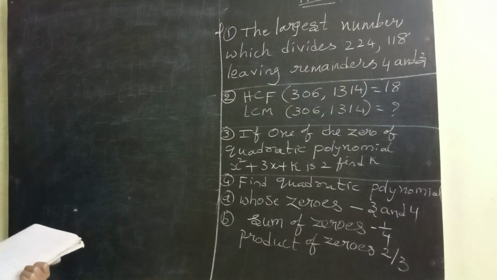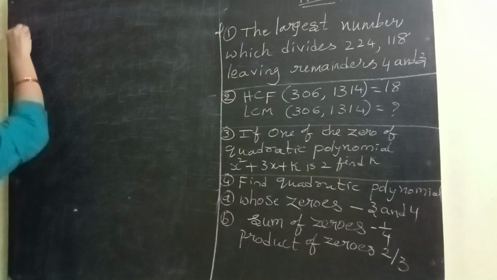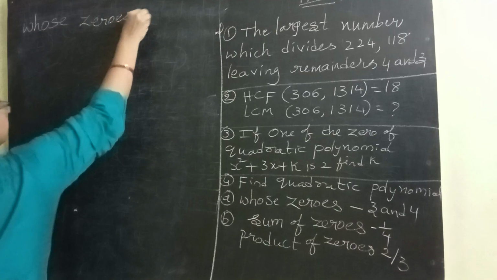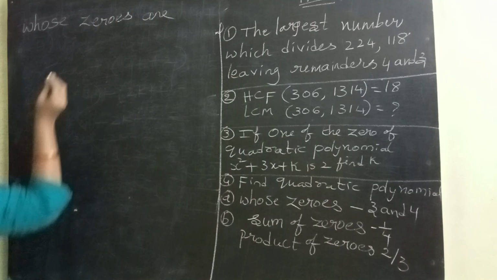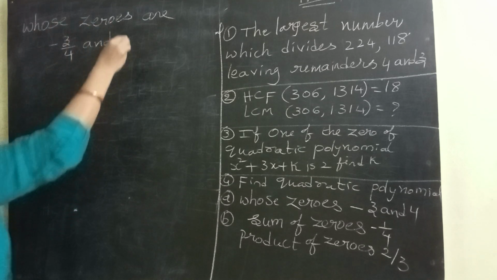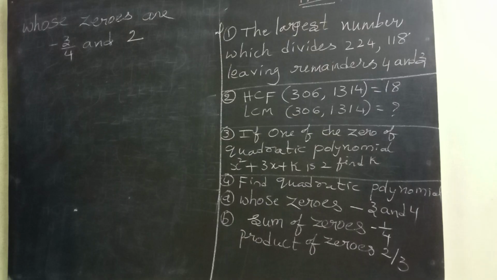Find the quadratic polynomial whose zeros are minus 3 by 4 and 2. Find the quadratic polynomial whose zeros are negative 3 by 4 and 2. How can you find? Yes, say, how can you find this one?